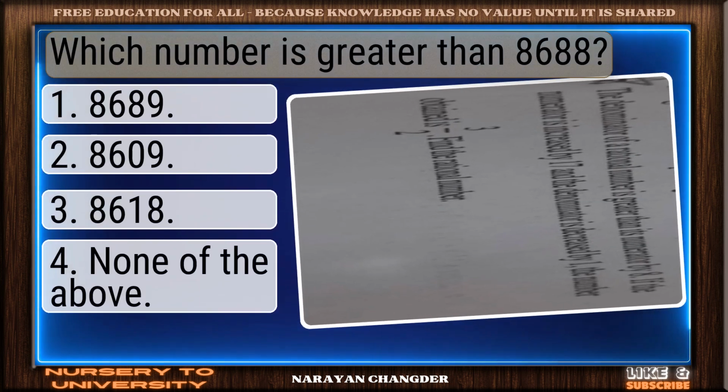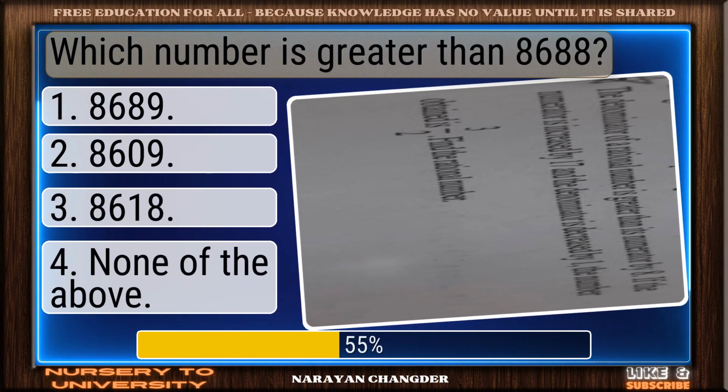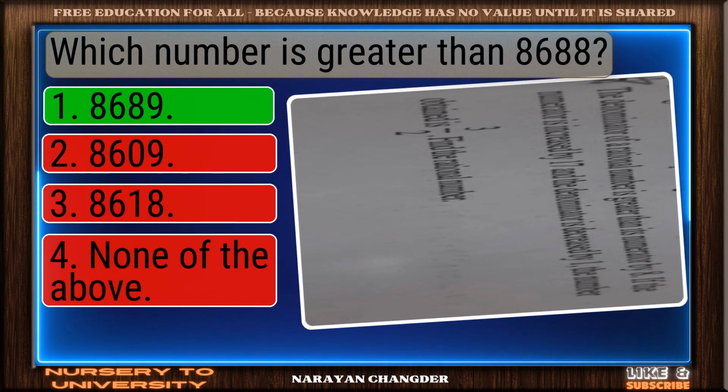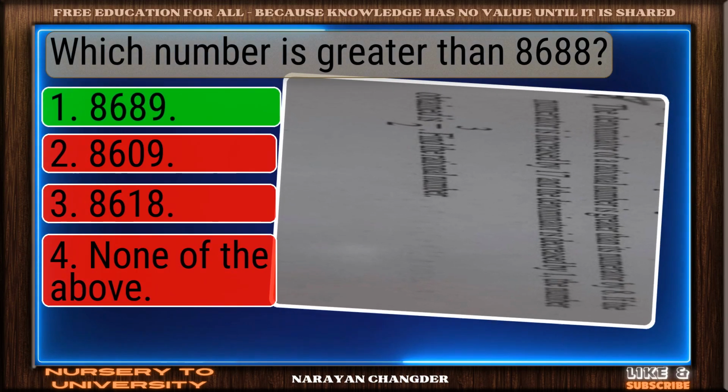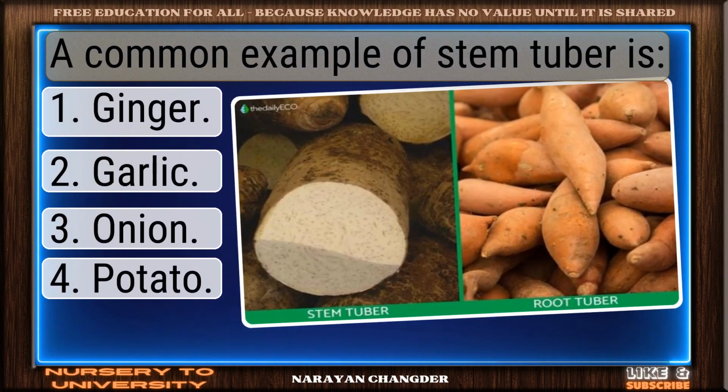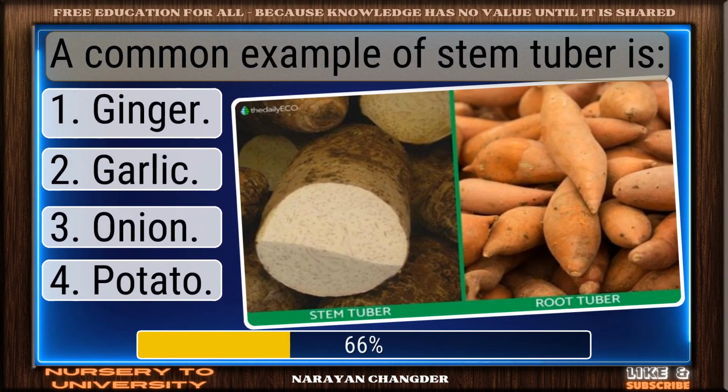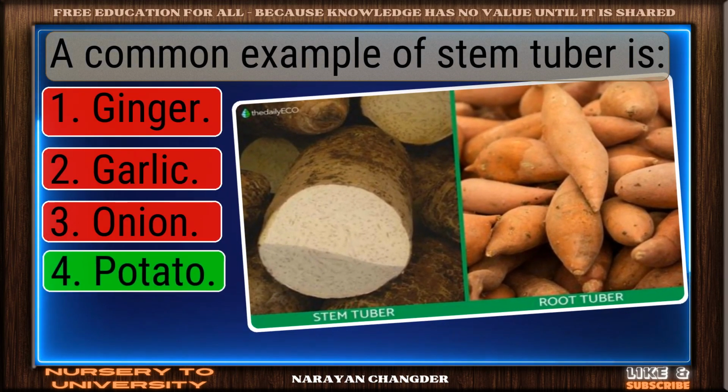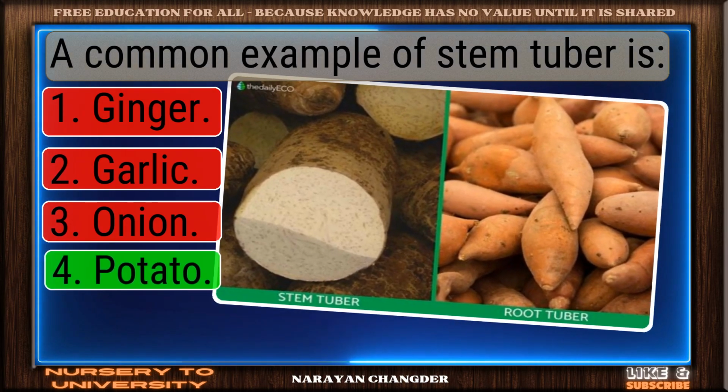Which number is greater than 8688? You're right. 8689 is the correct answer. A common example of stem tuber is perfect. Potato is the correct choice.